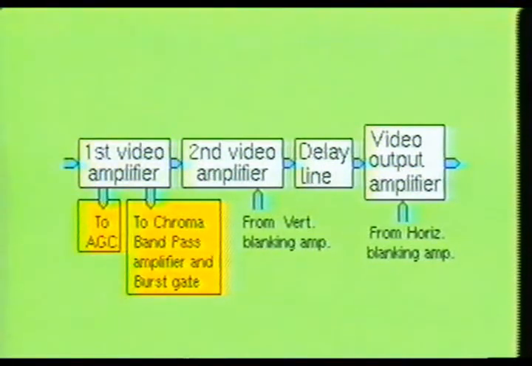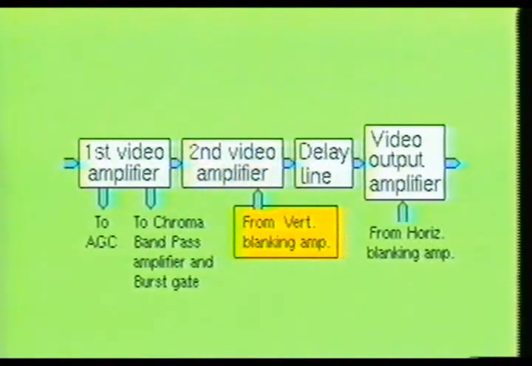The function of the first video amplifier stage is to amplify the composite video signal, then route the boosted signal into the second video amplifier stage, the chroma bandpass amplifier stage, the burst amplifier stage, and the automatic gain control stage. The second video amplifier stage provides additional boost to the video signal and receives vertical blanking signals from the vertical section of the color television receiver. It is not uncommon to find as many as 5 amplifier stages in the video amplifier string.